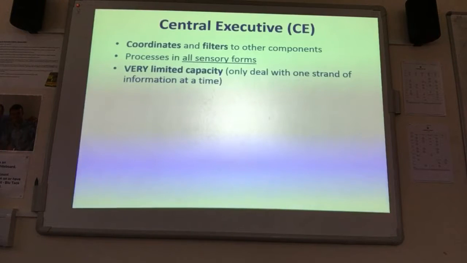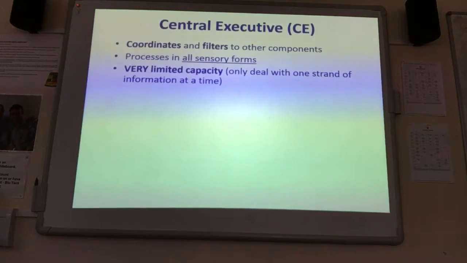Stuff doesn't hang around in the central executive. It literally arrives and is sent on and moved on and filtered to one of the 3 slave systems. It can only deal with one strand of information at a time. That's how limited its capacity is.